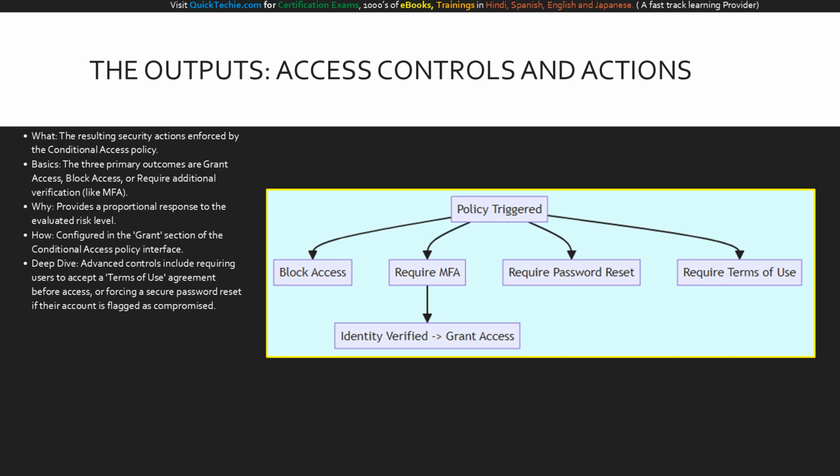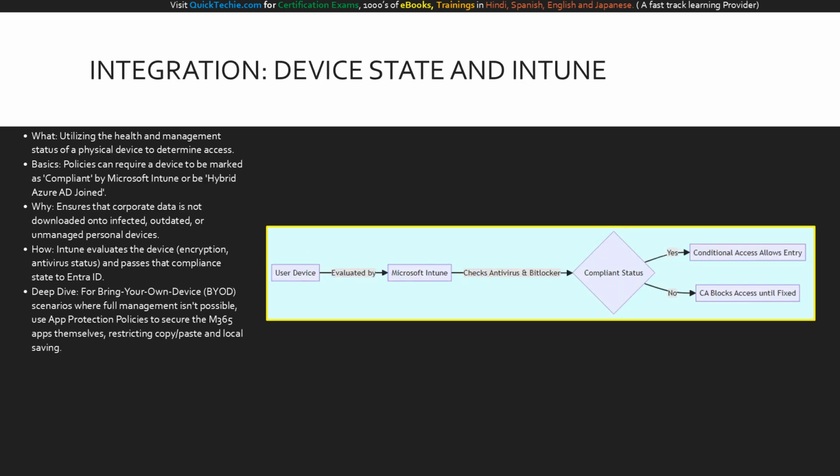safely reach their data. One of the most powerful signals we can evaluate is device state. We don't just care about the user's identity, we care about the machine they are typing on. Through integration with Microsoft Intune, conditional access can demand that a device is marked as compliant or is hybrid Azure AD joined before granting access. Why is this critical? Because if a user has a valid password and passes MFA, but their laptop is infected with malware and lacks encryption, your data is still at risk.